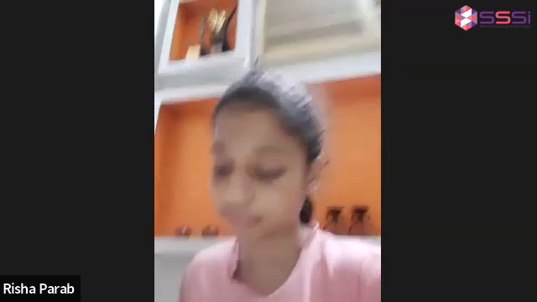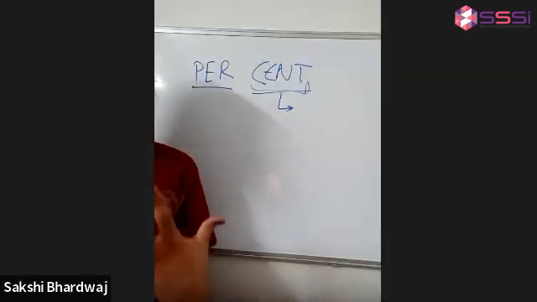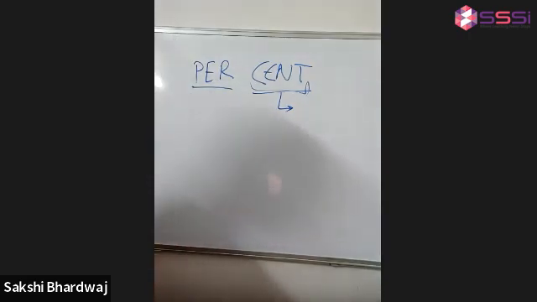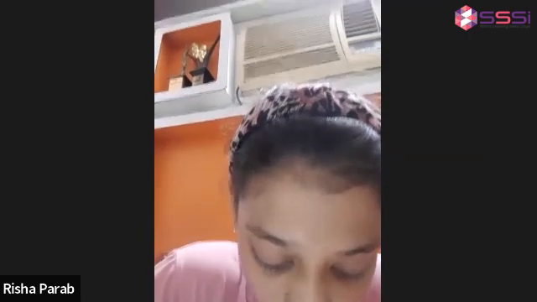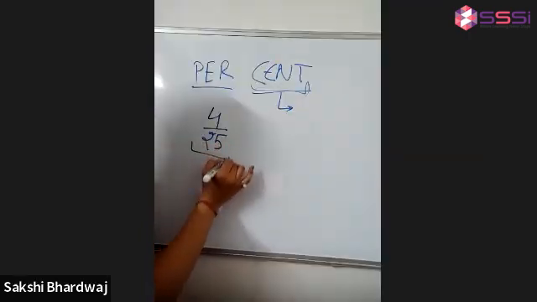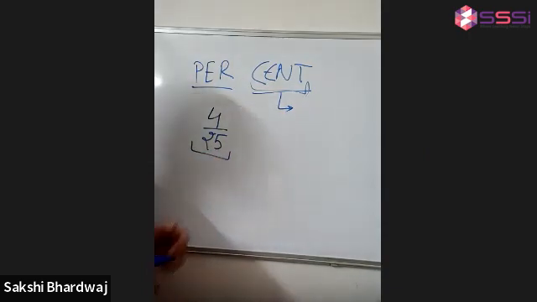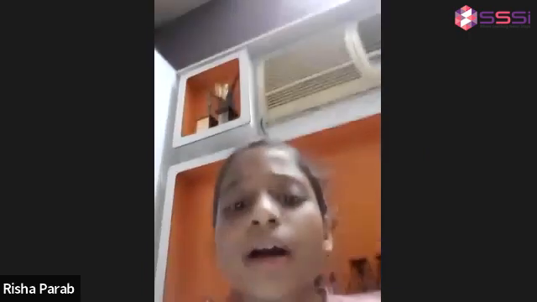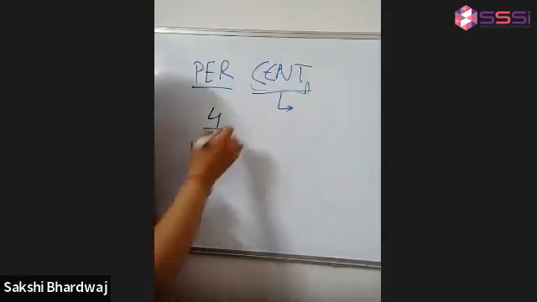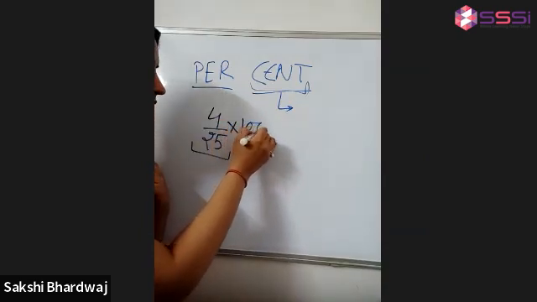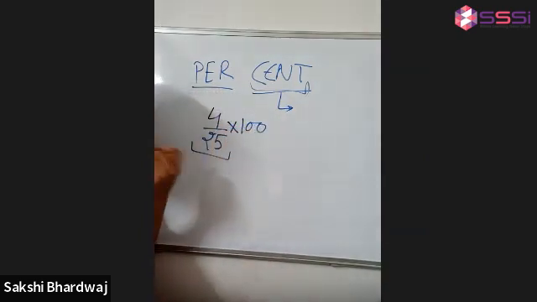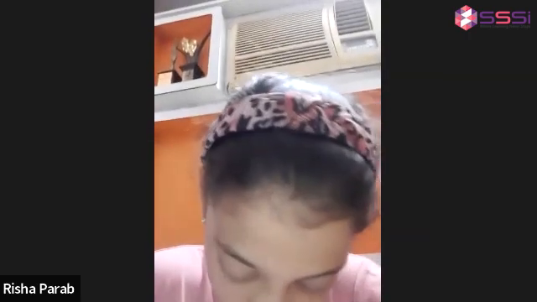So the first thing is how to convert a fraction into a percentage. Fraction to percentage. There is a fraction, 4 upon 25, multiplied by 100. How much percentage is it? 4 upon 25 into 100, so 16%.